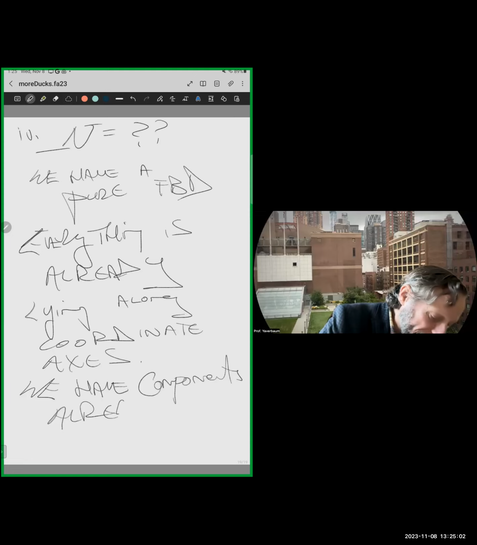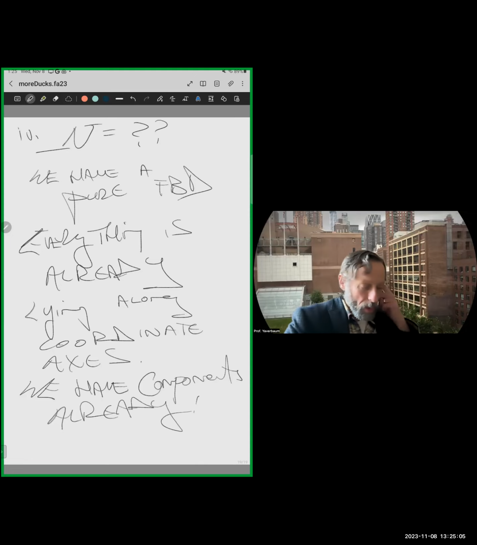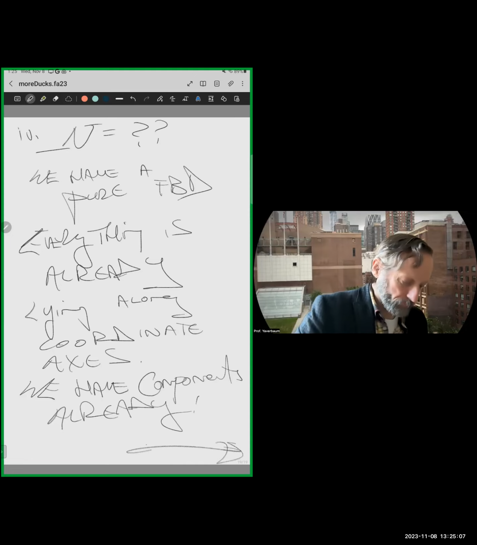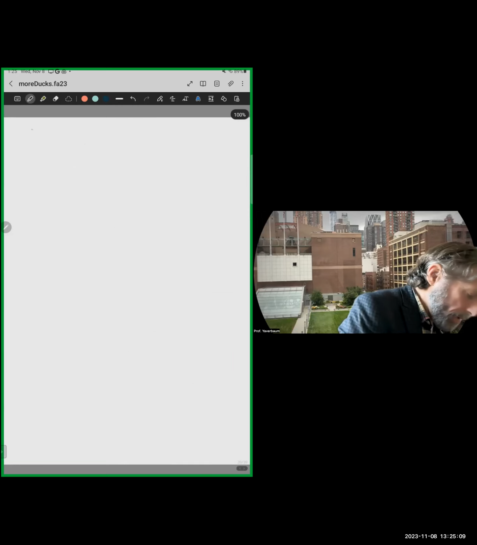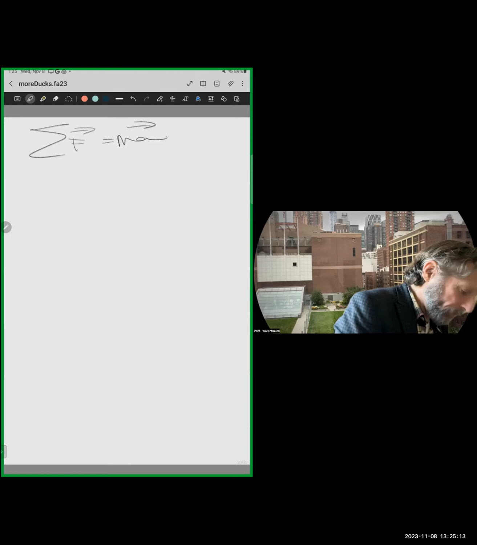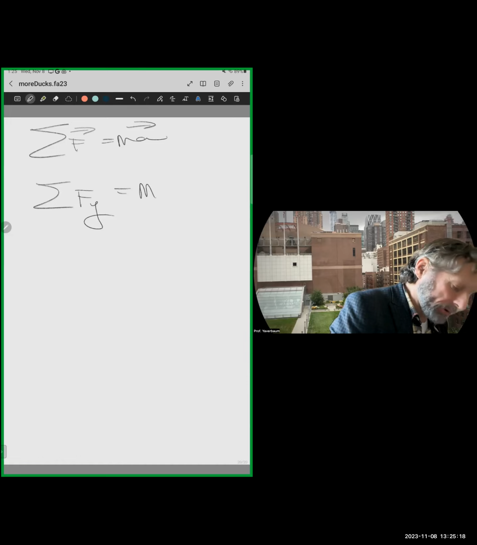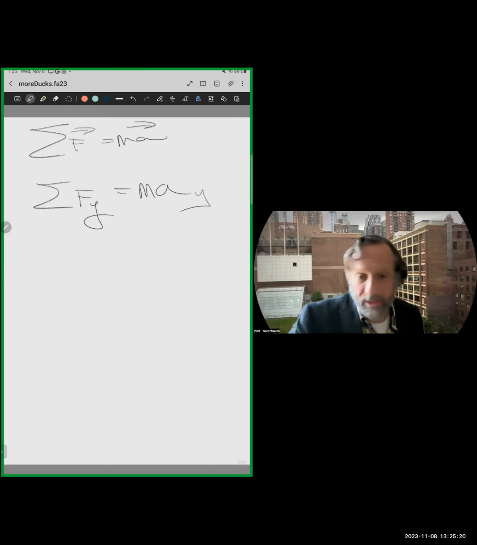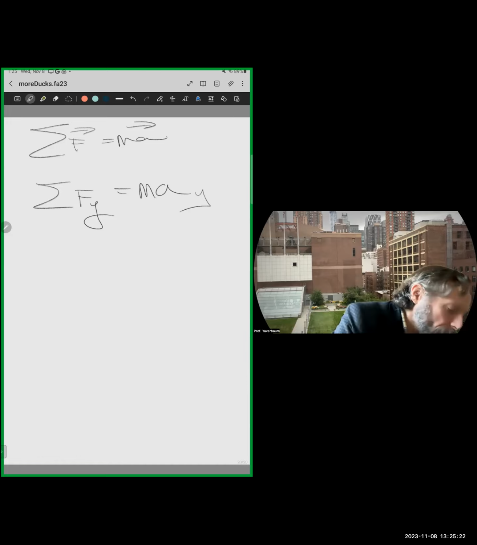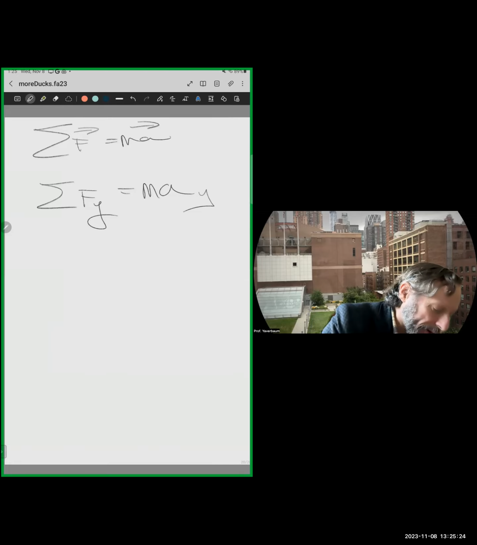So that's good. So we don't have to make a new component diagram. So we can say F net equals MA, specifically F net along the y-axis equals MA along the y-axis. That's the only axis that anything's happening. So we look at our diagram.